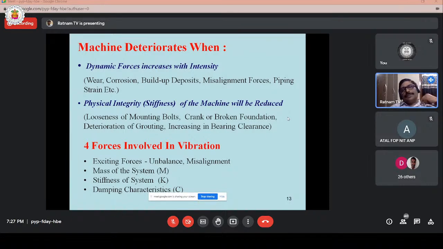There are four forces involved in vibration. Vibration excitation forces are unbalance and misalignment, mass of the system, stiffness of the system, and damping characteristics.